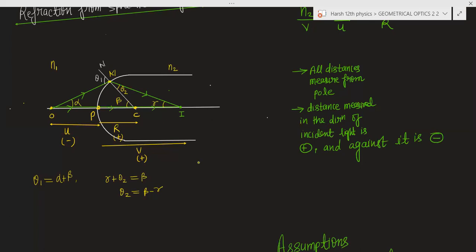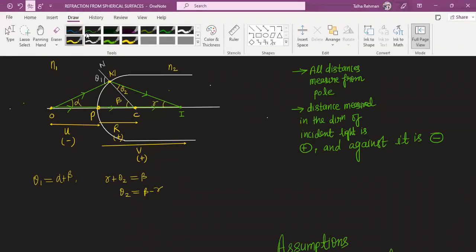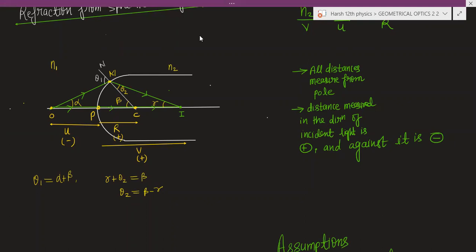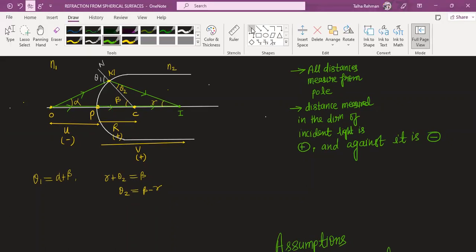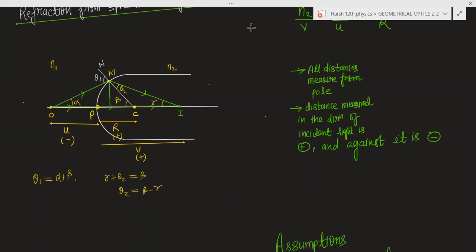Okay, so first draw a perpendicular from the M point on the principal axis. This is the perpendicular, and suppose this point is P dash. P and P dash you can consider the same, because the distance between P and P dash is very small.